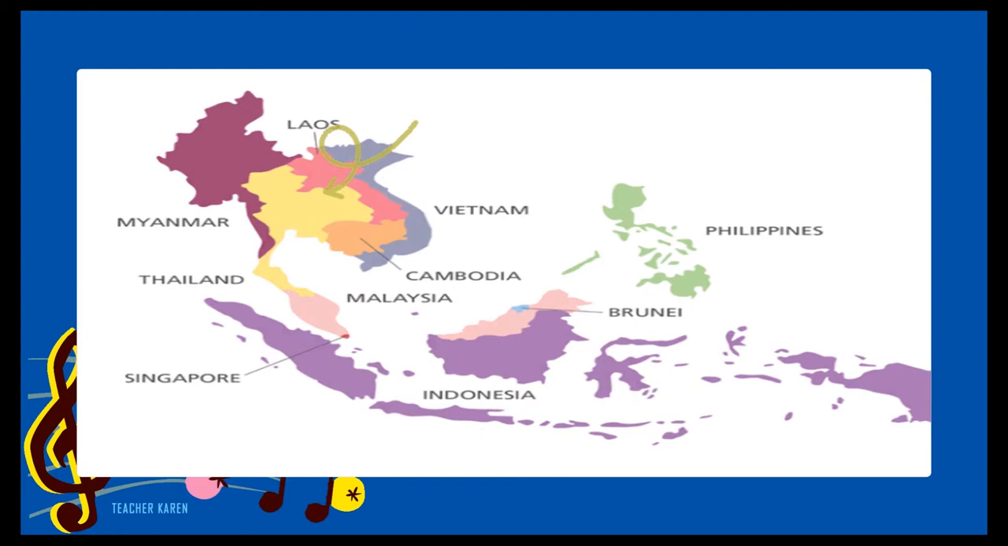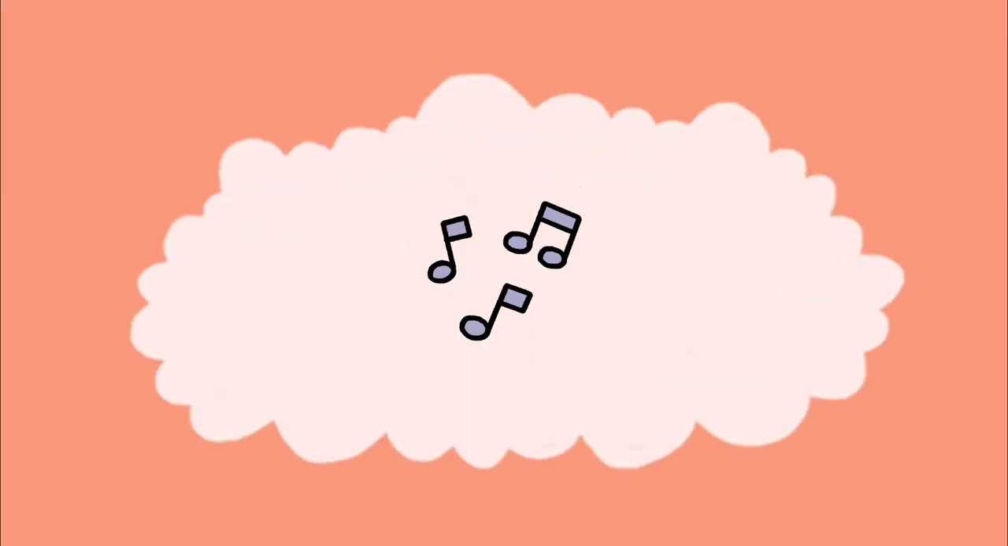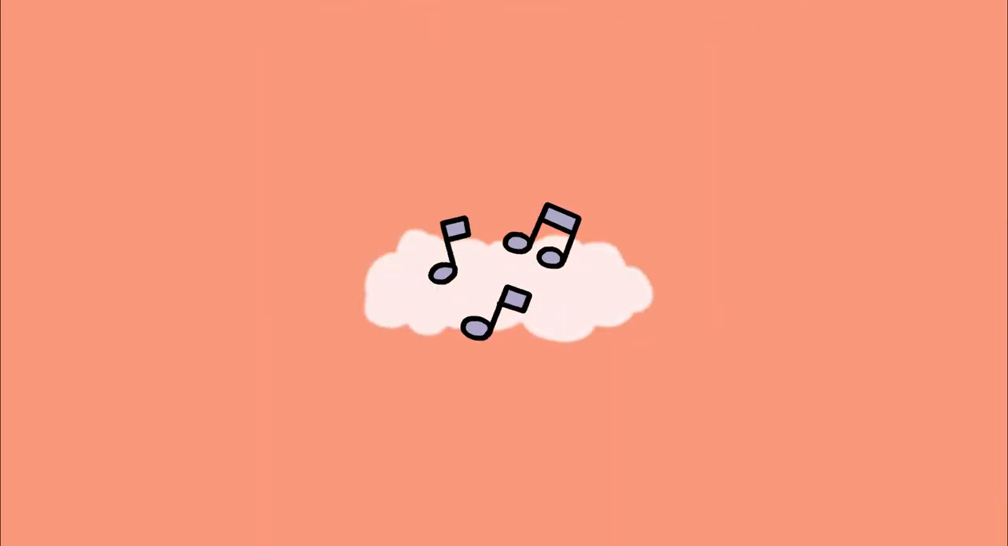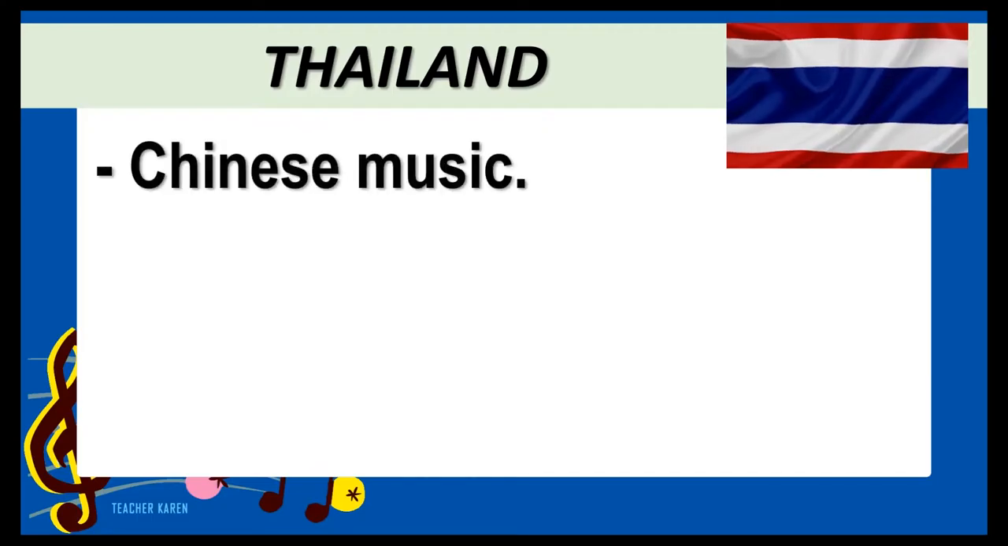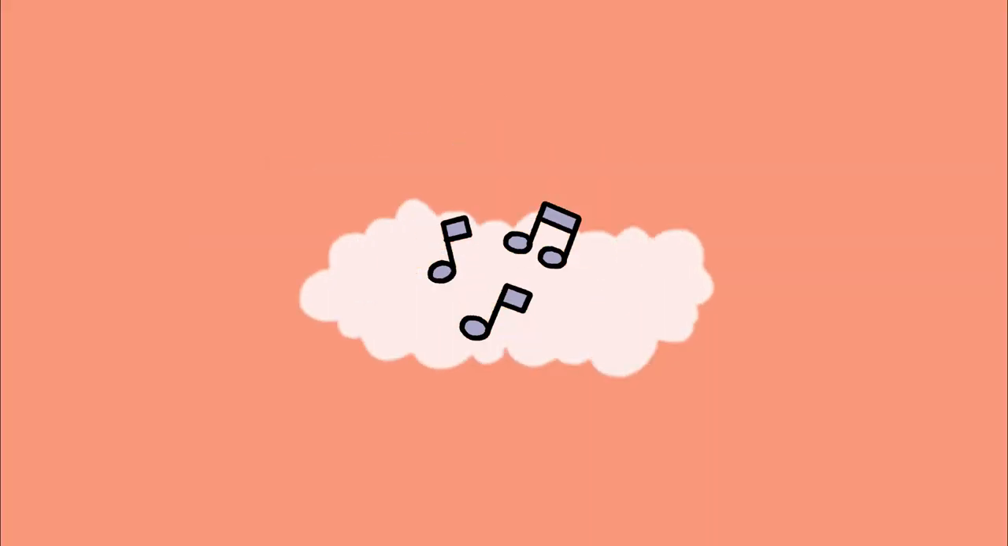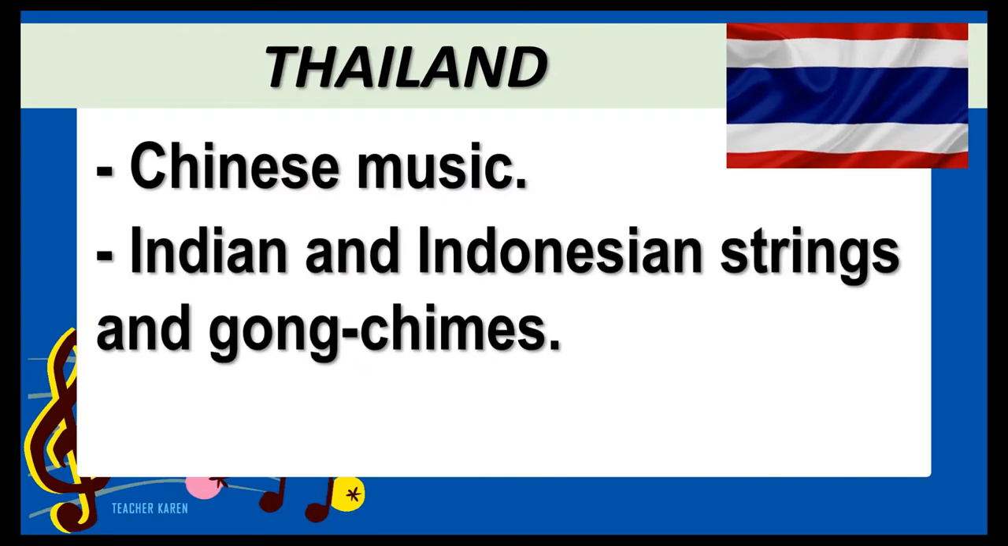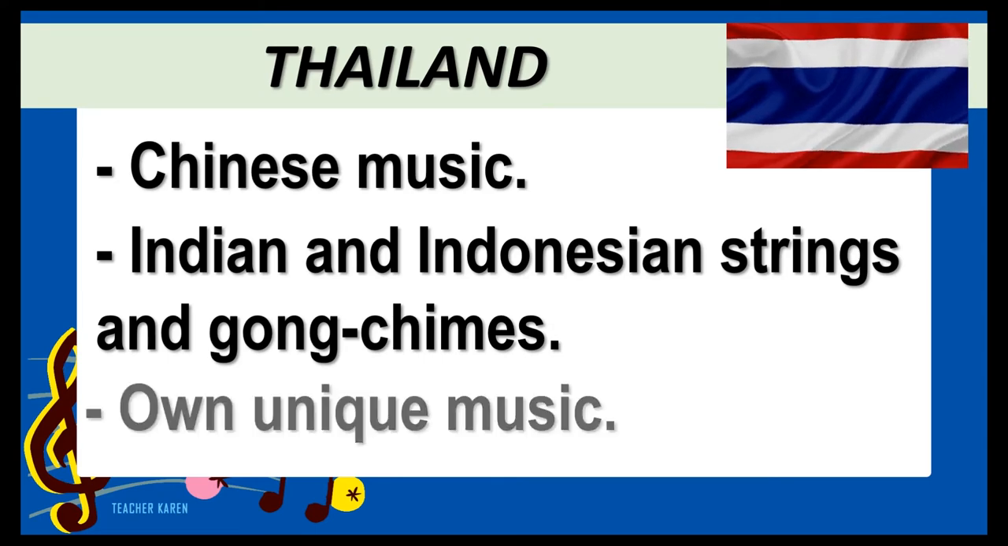History and geography indicate that Thai music is a conglomeration of Asian influences. Its musical principles and elements are basically derived from Chinese music, while its musical instruments are inspired from the Indian and Indonesian strings and gong. The Thais combined and adapted this to their culture and created their own unique music.